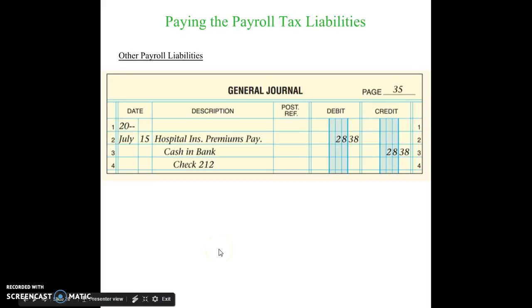Other payroll liabilities that may need to be paid, hospital insurance premiums, whatever that might be. If we have some type of policy as an employer that we offer our employees, we have to pay those premiums. So on July 15th, we're paying hospital insurance premiums, $28.38, crediting cash and bank. Again, just like paying any other liability.